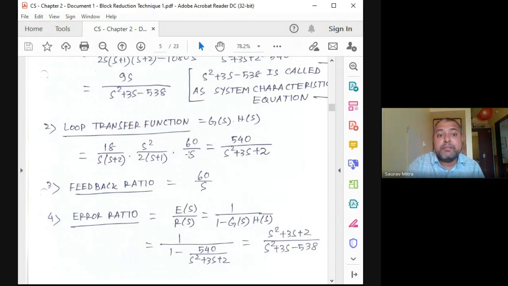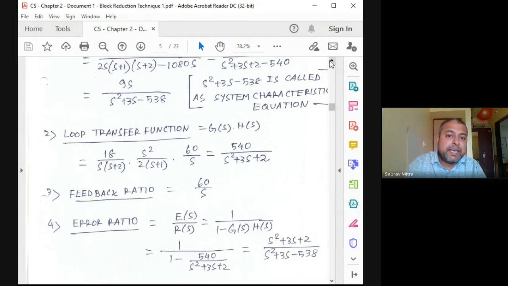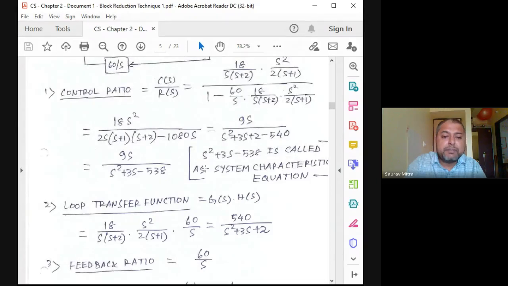And what is the feedback ratio? So the feedback ratio, they're saying, is 60 by S. So what is the feedback gain? This one, 60 by S. This is the feedback ratio. What is the open loop transfer function?